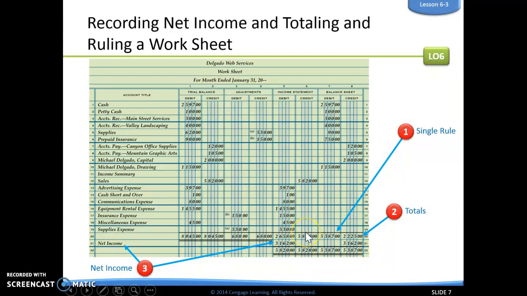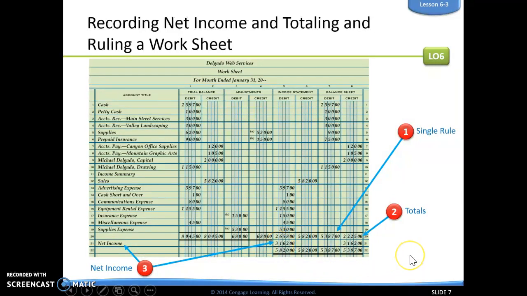Now, since my revenue is larger than my expenses, that tells me that I have a net income. There are two ways that I can look at this. This number here is my revenue amount, so 5,820 is my revenue. This number here is from my expenses. So I can see right now that my sales are larger than my expenses. That tells me that I have a net income.